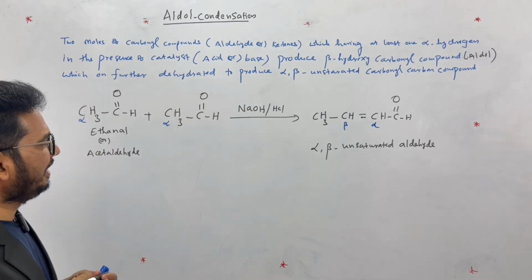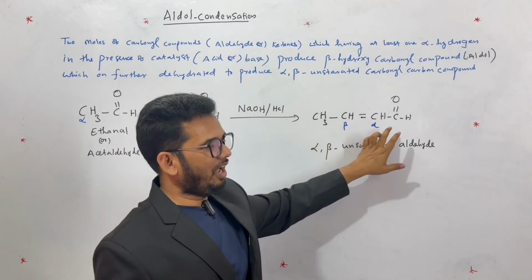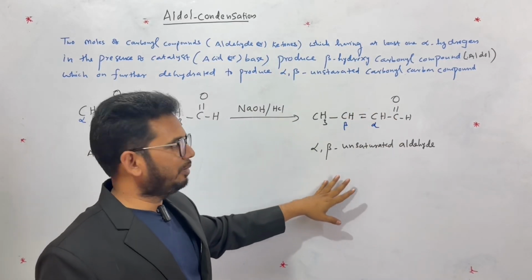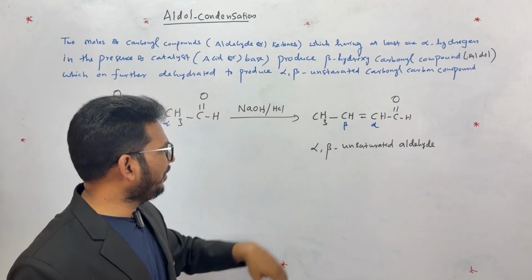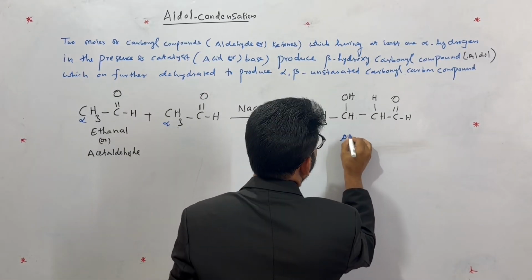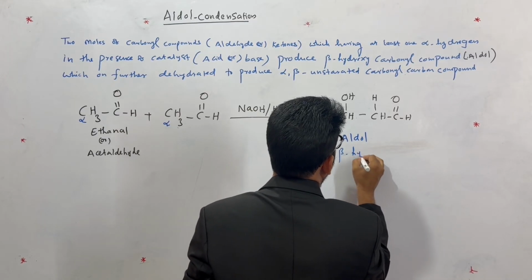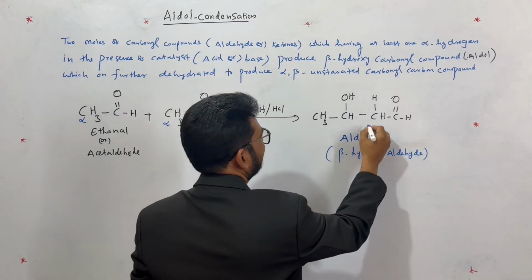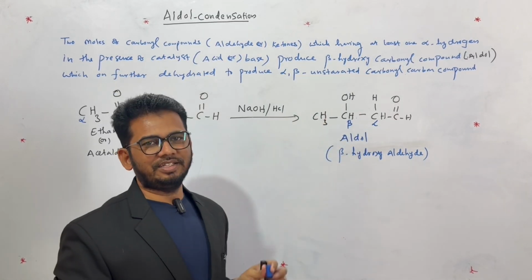This is the main reaction. I am not showing here how the aldol is produced; I am showing directly what is produced. Or you can write the aldol also. This is called the aldol, or you may call it the beta hydroxy aldehyde, because this is the alpha and this is the beta. This product only we call the aldol.